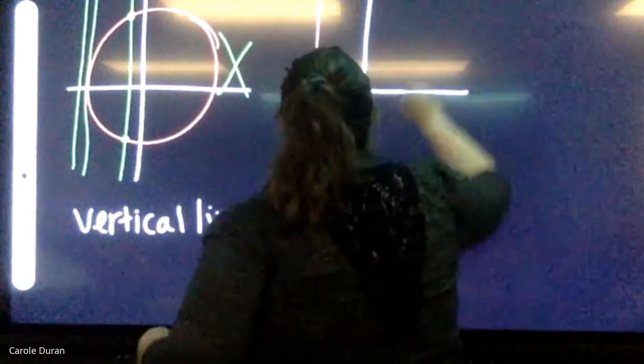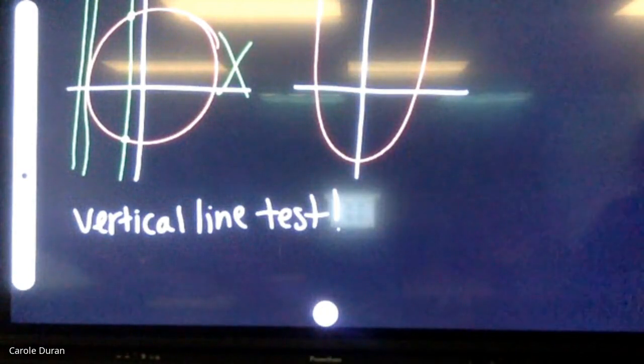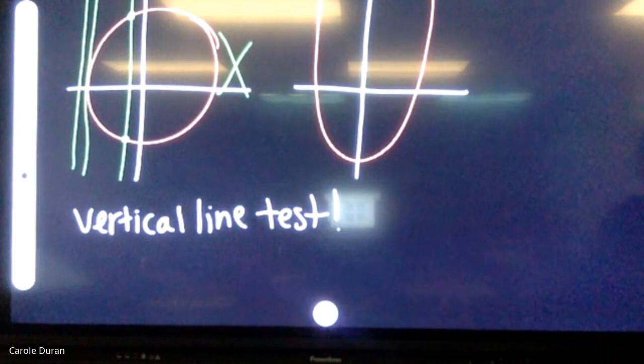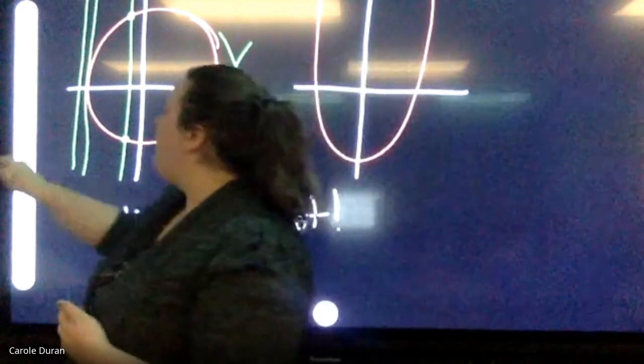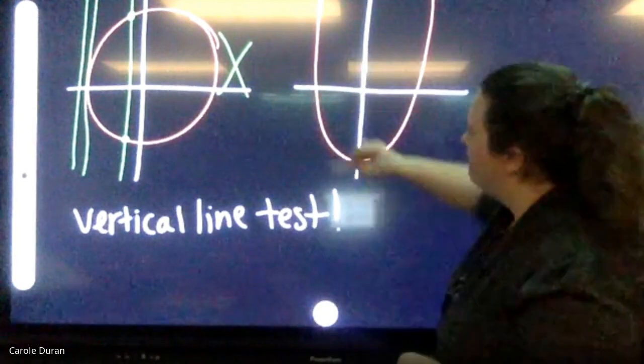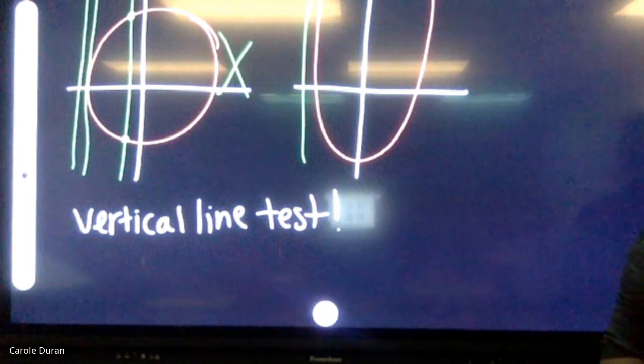Okay. So let's say I have a parabola, because we've been doing a lot with parabolas lately. And I want to test to see if this is a function using my vertical line test. So I'm going to grab a vertical line and draw it somewhere on this graph. How many times did that vertical line go through my graph? Zilch, which means technically it still passes my vertical line test because it didn't go through more than once.